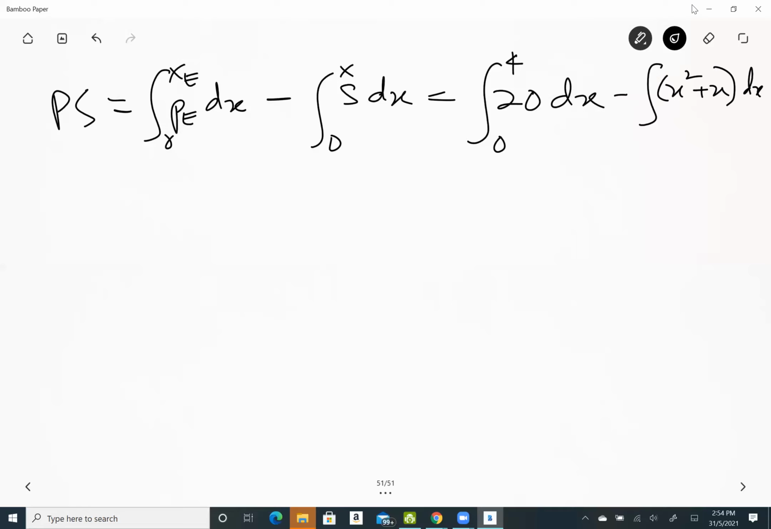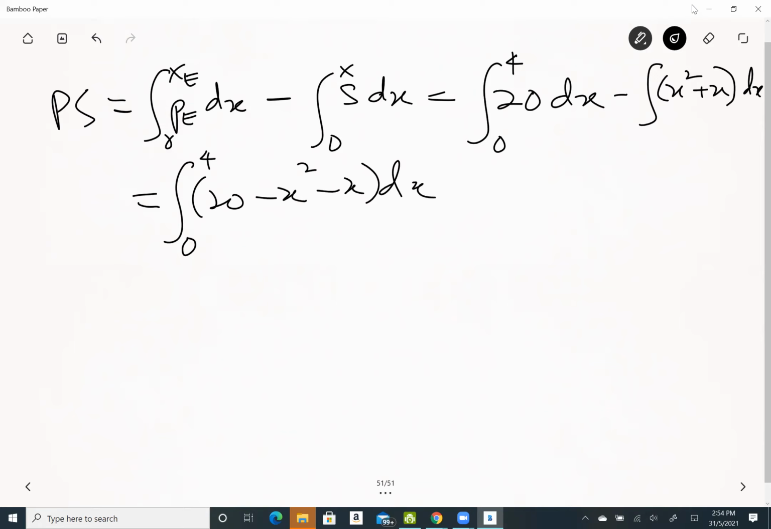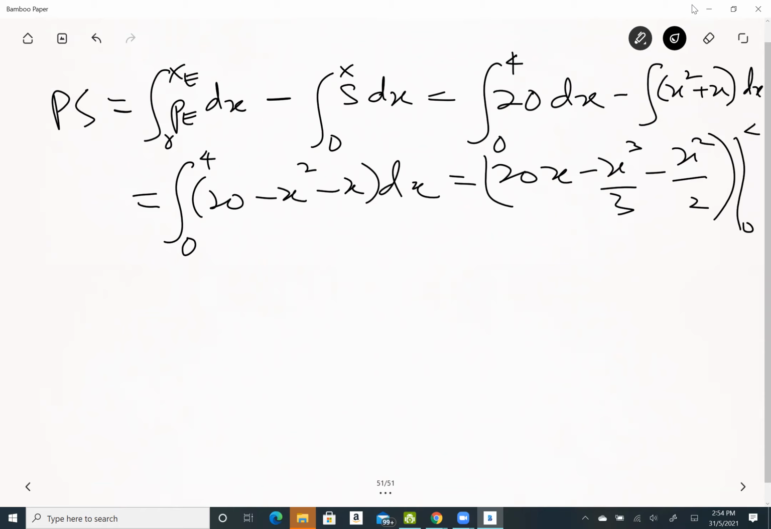Straightforward. So you know what we can do? We can take the difference first. That will be equal to the integral from 0 to 4 of 20 minus x squared minus x dx. Then that will be equal to 20x minus x cubed over 3 minus x squared over 2, evaluated from 0 to 4.